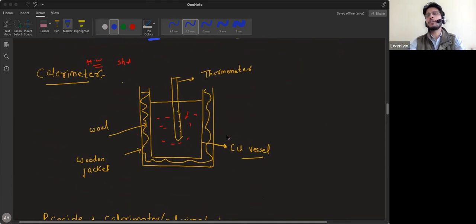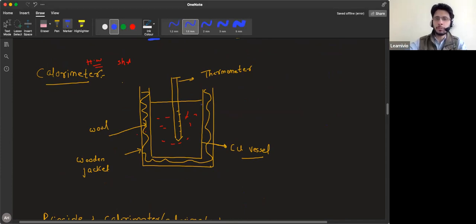So, the calorimeter. A calorimeter is a simple device. It's just a vessel, a copper vessel, in which you can put some water or any other liquid, and there is one thermometer here. You want to make this thing insulated. So what you do is put this copper vessel into a wooden jacket, and in between the copper vessel and the wooden jacket, you put some wool.